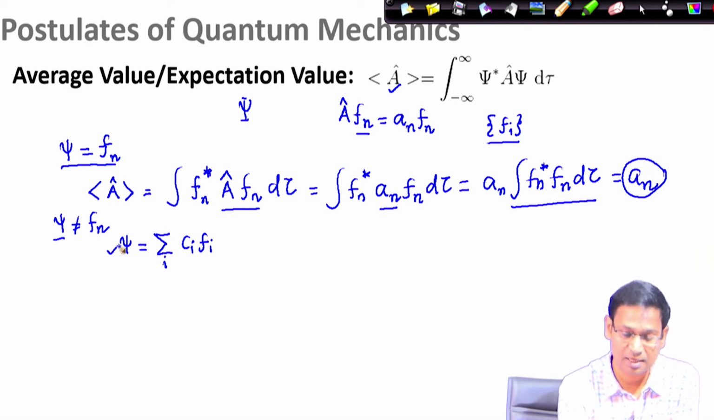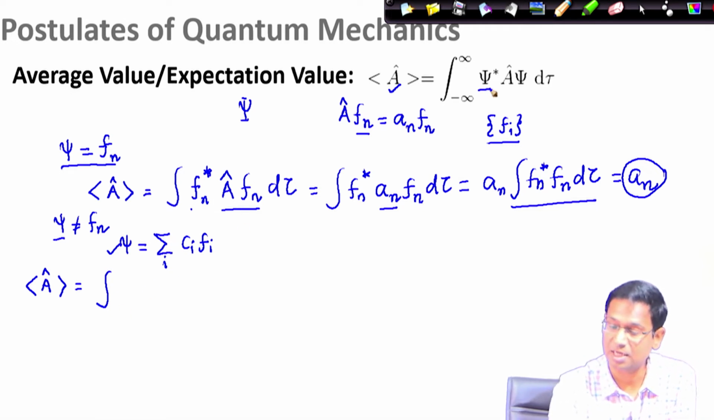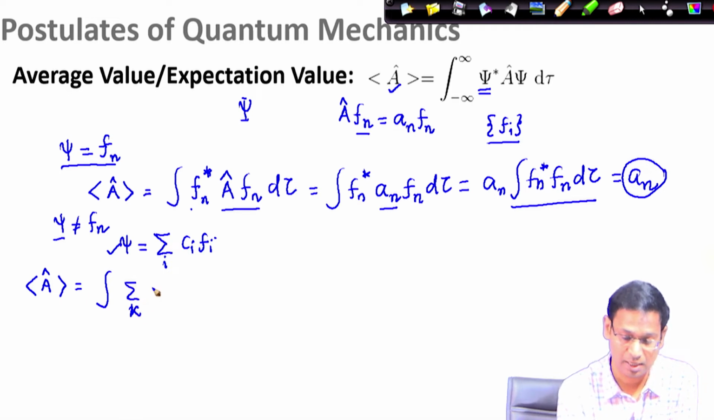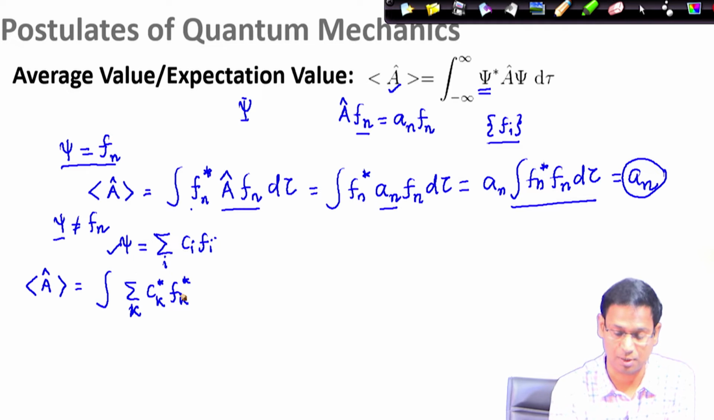So, when this holds, let us evaluate the expectation value of operator A. You see, I would now put psi star here. psi is given as this linear combination of f i's, so I am expressing it as a sum and I am using a different index here: c k star f k star, because this is the place for the complex conjugate. Then I put the operator A and then I put psi.